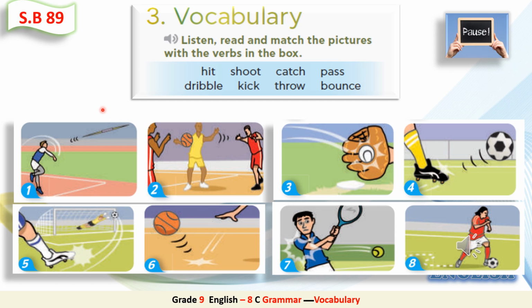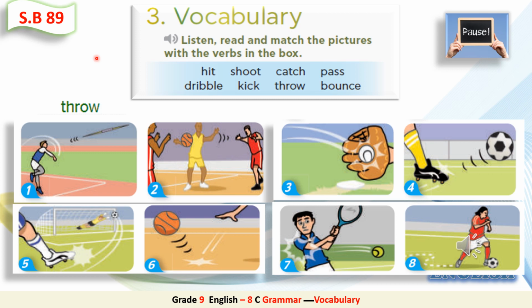Okay, now let's match the verbs to the pictures. Now look at the first picture. What do you think the first picture is? Which of these verbs describes the first picture? Excellent. It's throw. Now, in which sports do we throw something? Can you give me examples of sports in which we throw something? Great. In throwing javelin and hammer.